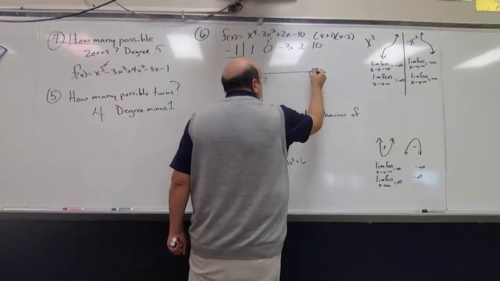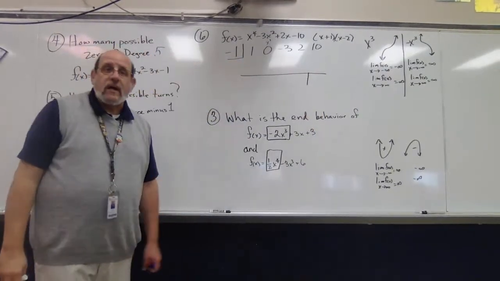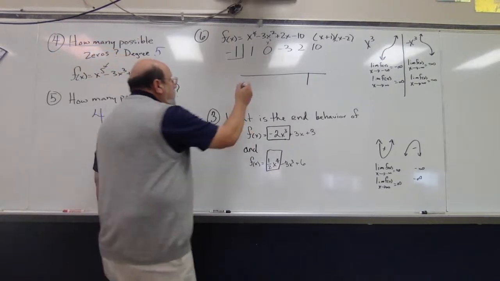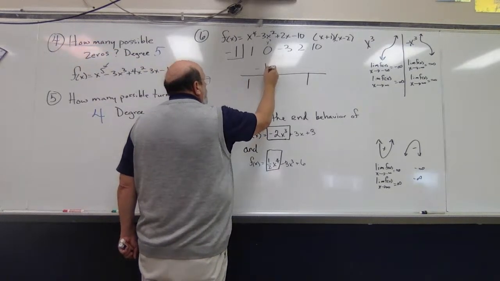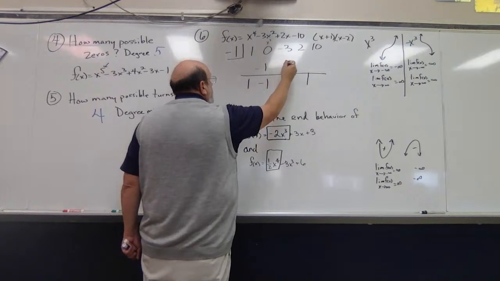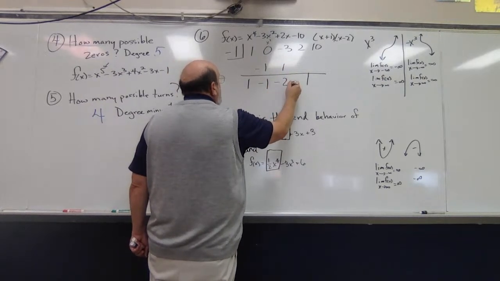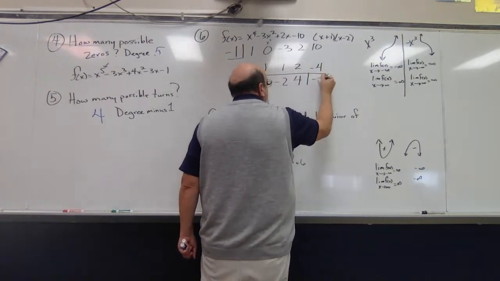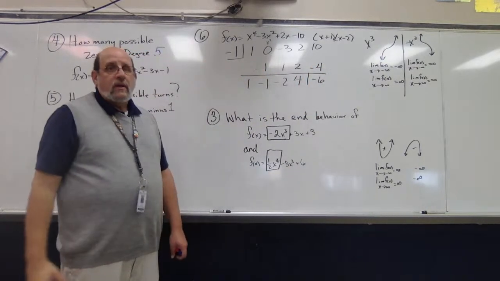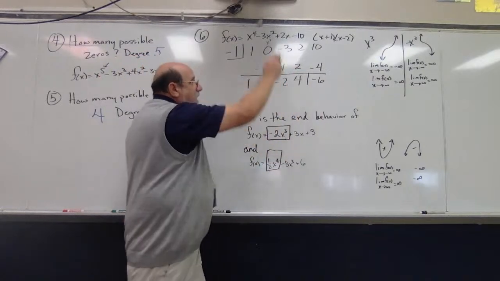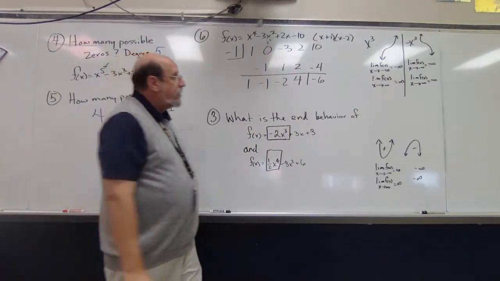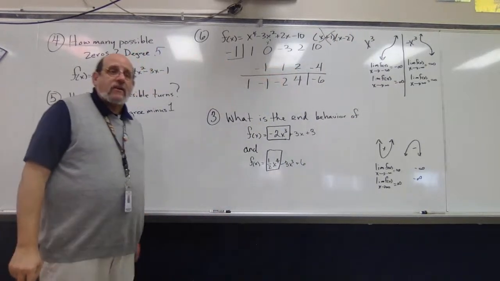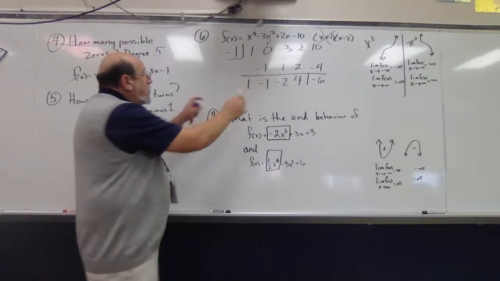I don't know if any of these work. I just made this up off the top of my head, so I apologize. All right, drop it. 1, -1, -1, -2, 2, 4, -4, -6. Since we have a remainder, is that a factor? Nope. So we say it is not a factor.